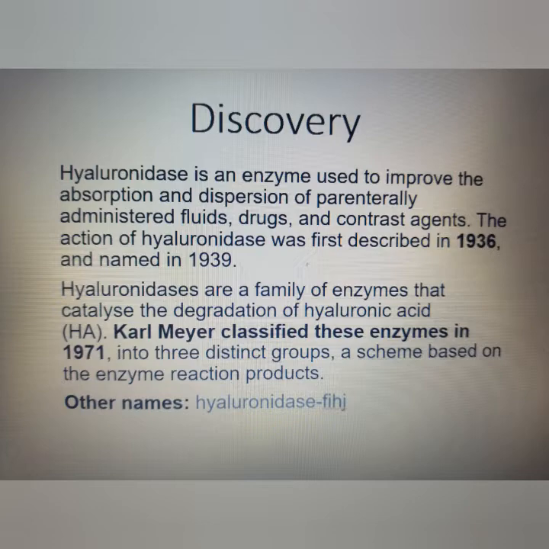Discovery. The action of hyaluronidase was first described in 1936 and named in 1939. Hyaluronidase was first observed by Carl Meyer, who classified the enzyme in 1971 and divided it into three groups based on the enzyme reaction products. Hyaluronidase is an enzyme used to improve the absorption and dispersion of parenterally administered fluids, drugs, and contrast agents.